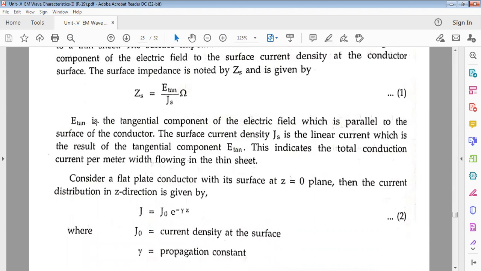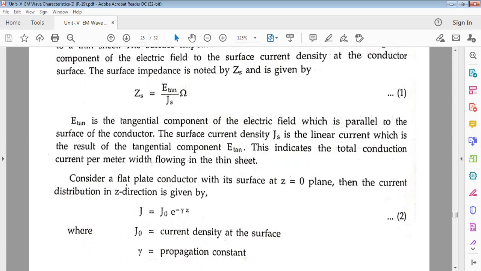So E tan is the tangential component of electric field, which is parallel to the surface of the conductor. And the surface current density is the linear current which is a result of the tangential component E tan. This indicates the total conduction current per meter width flowing in the thin sheet.